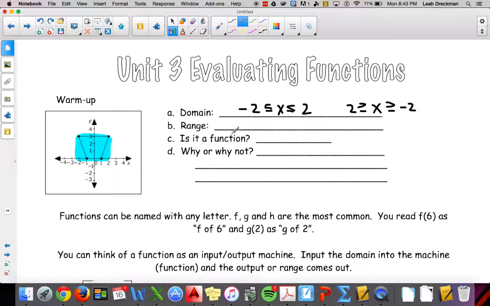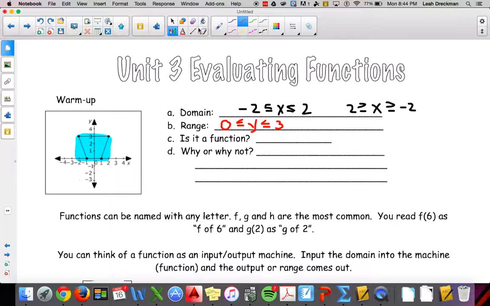Range, we can play the same type of game here. We're going to start at, again, low to high. So it starts at 0 and finishes at 3. So we'll say 0 is less than or equal to y, which is less than or equal to 3. So that just means the y values are all between 0 and 3.